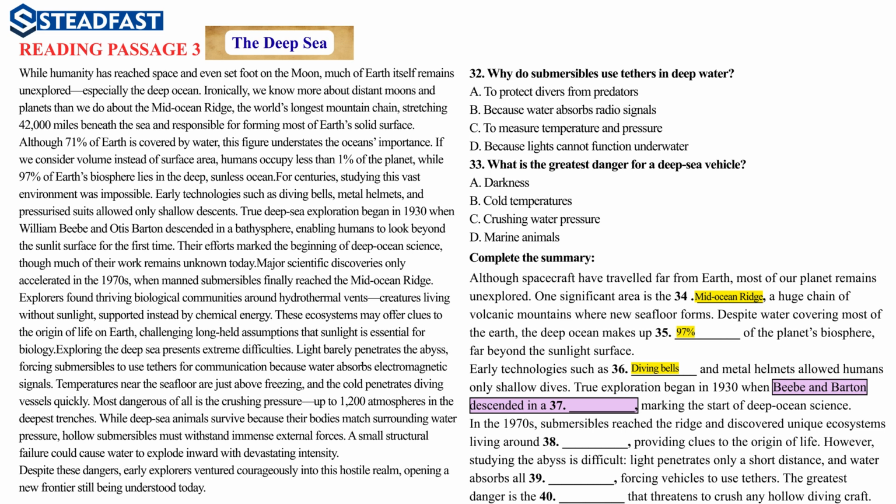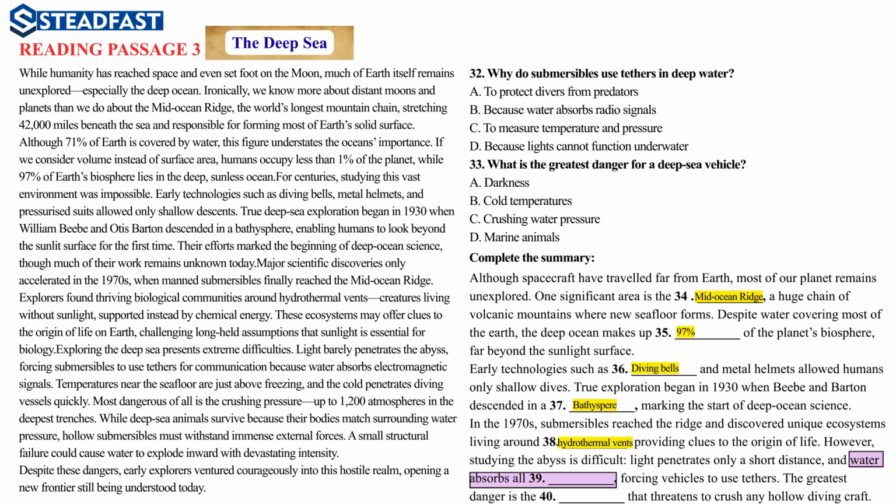And the next question, 37. Beebe and Barton descended in a dash. The same paragraph states that they descended in a bathysphere. So the answer here is bathysphere. And the next question, 38. Unique ecosystems living around dash. In paragraph 3, when submersibles reached the ridge, they discovered communities around hydrothermal vents. So the answer here is hydrothermal vents.